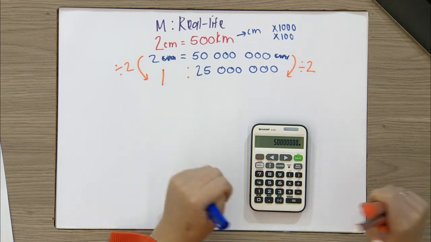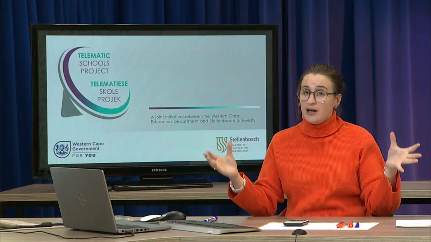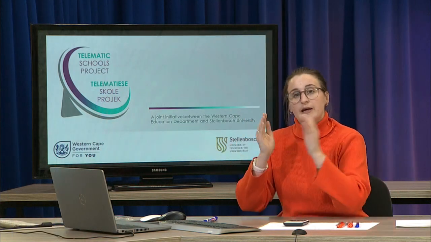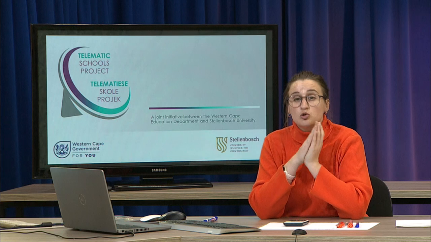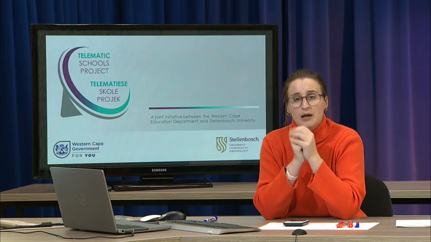So actually, grade 12s, all that this means is if you look at South Africa in real life and you look at this map, it has been reduced 25 million times. That's why all the provinces fit into one small picture.